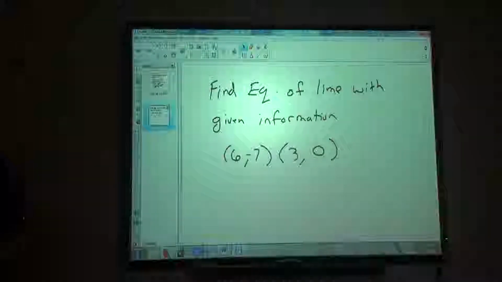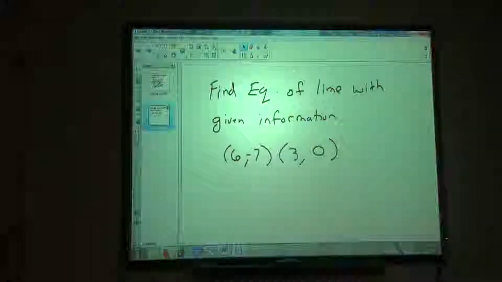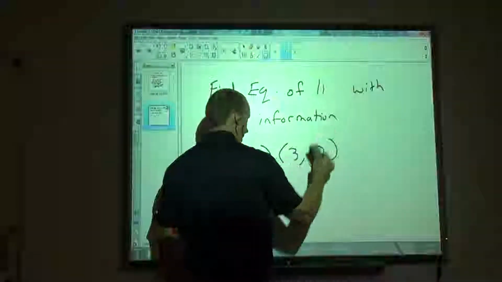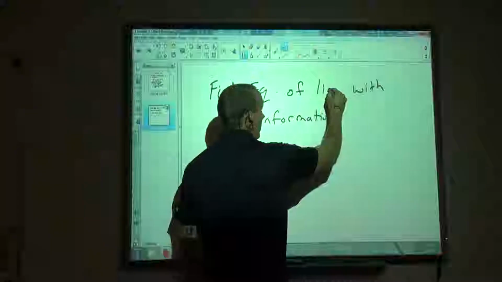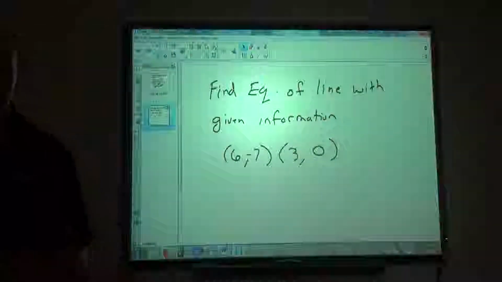Okay, find the equation of that line. Just a line, not a curve. A line that has a curve would be a little harder to figure out.